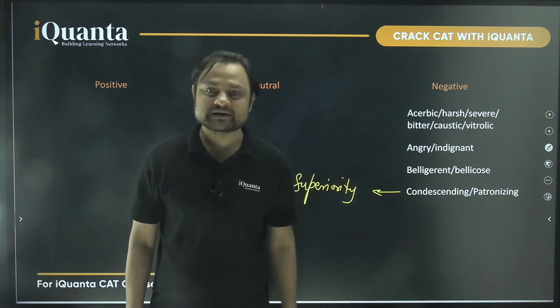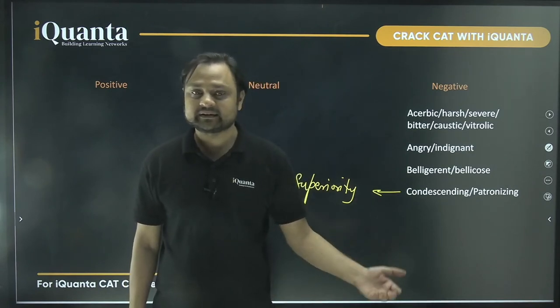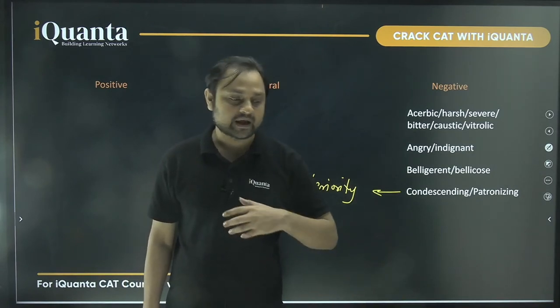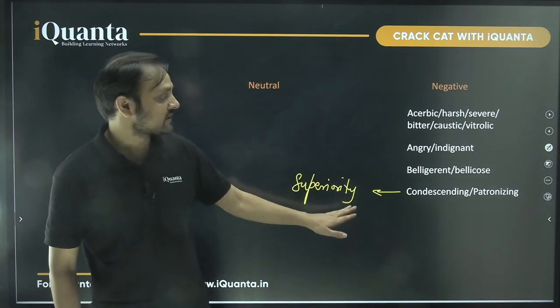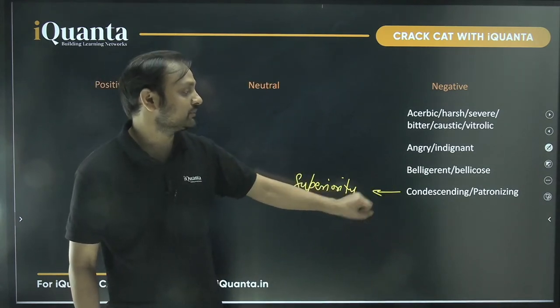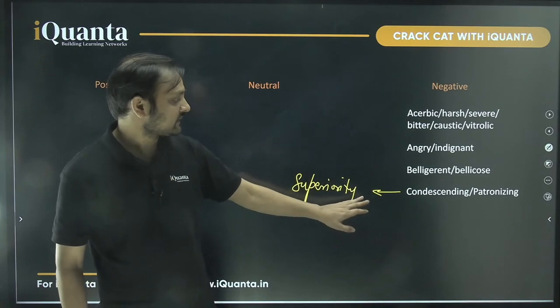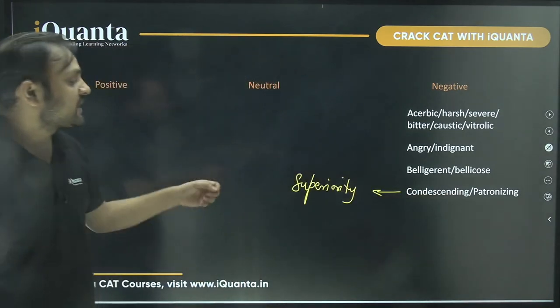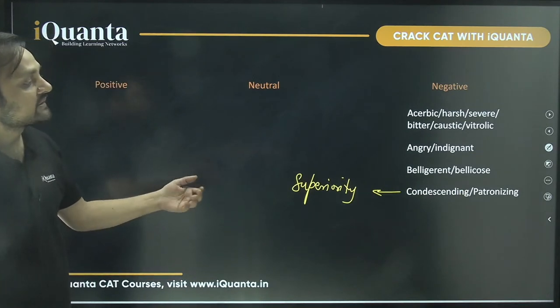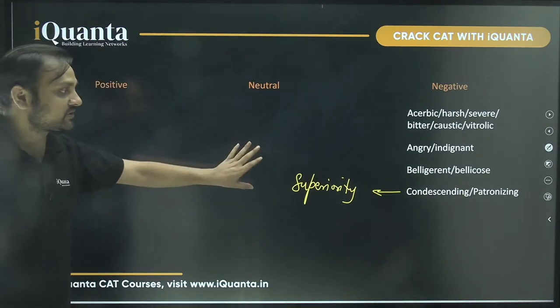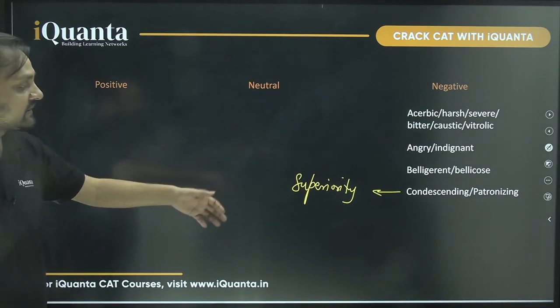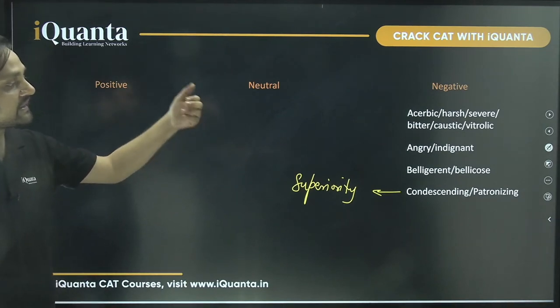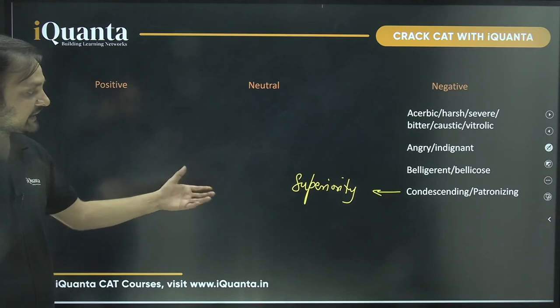They'll be using words like this. They'll be saying things like this. They'll take every chance. They won't miss any chance to prove that they are better than you. This kind of writing is called condescending or patronizing. So they are somehow trying to say that they are better than others, or that particular institution is better than others, their understanding is better than others. This kind of writing is superiority.